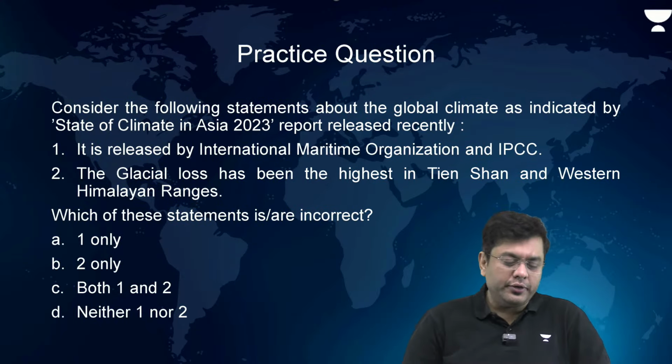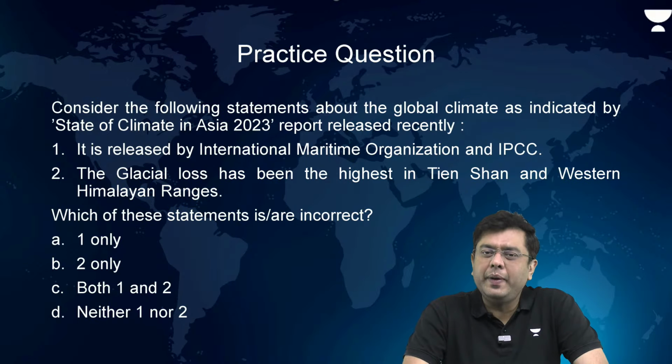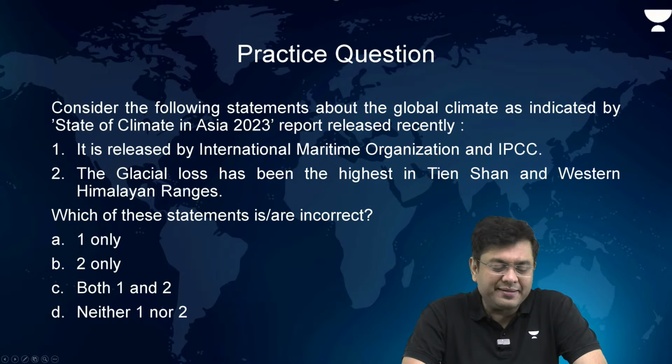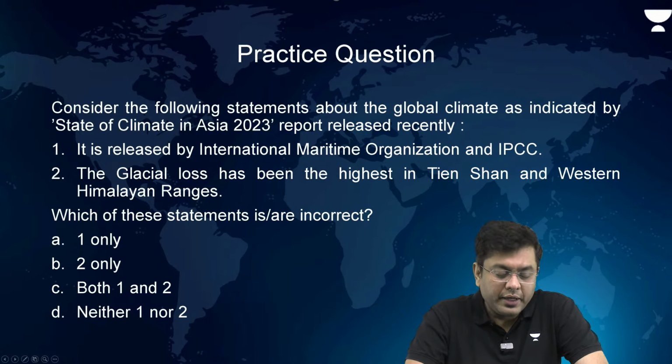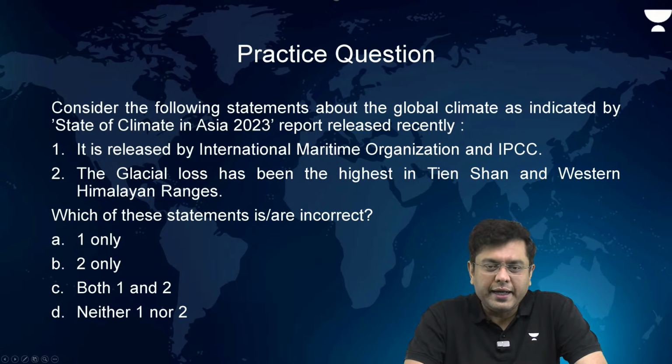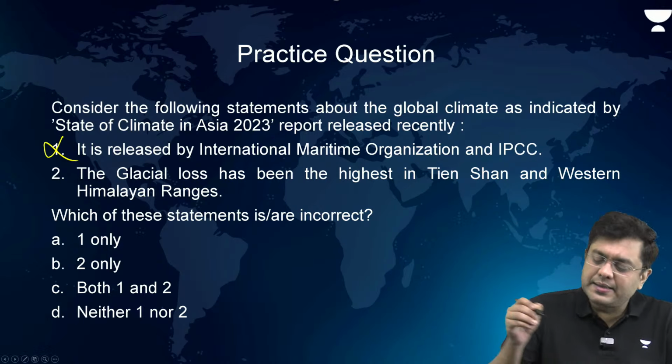Let us solve the question associated. Consider the following statements about the global climate as indicated by the State of Climate in Asia 2023 report released recently. It is released by IMO and IPCC. The glacial loss has been the highest in the Tian Shan and the Western Himalayan regions. So here, what is the correct answer? This is an easy question, the easiest question across the entirety of the discussion. I don't want you to get it wrong. So the first statement is incorrect.